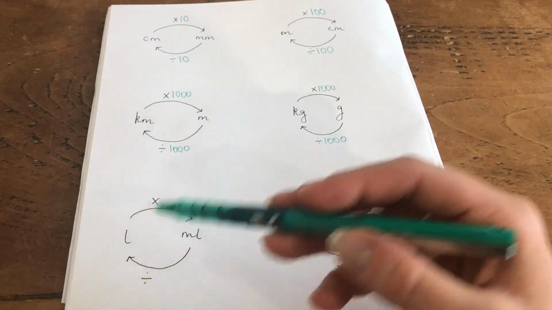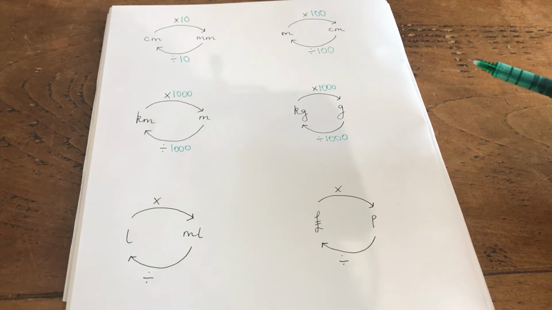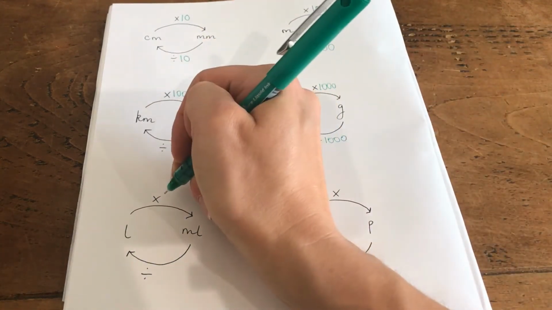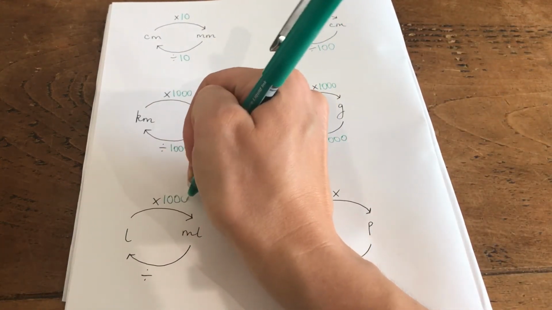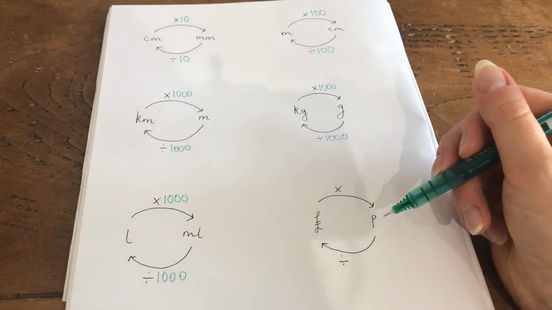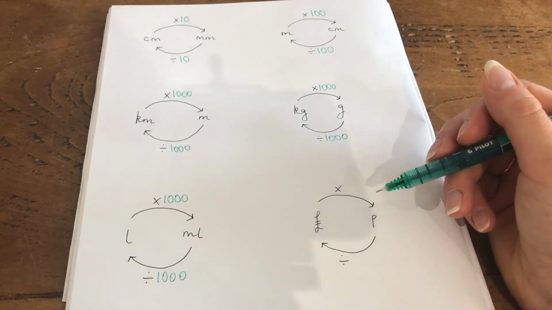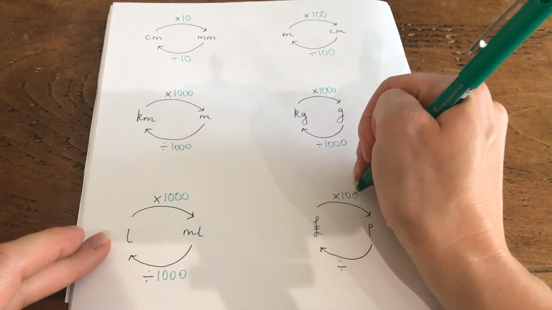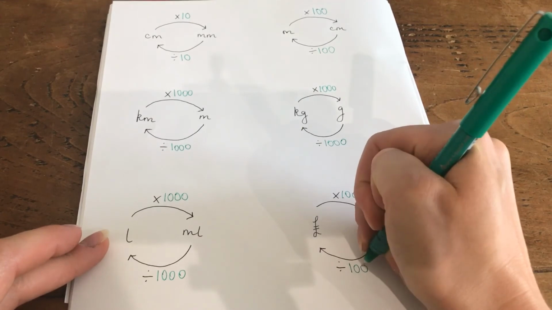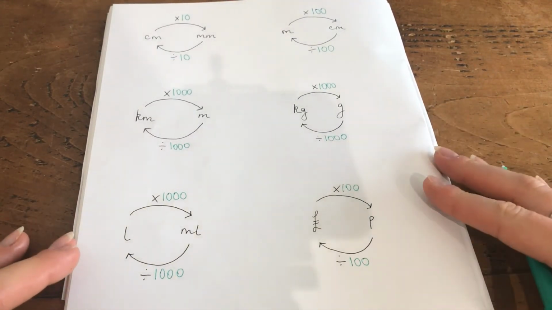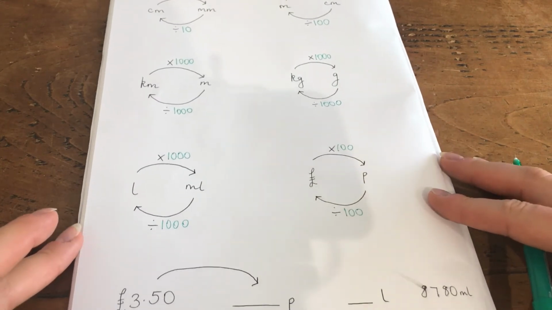How many millilitres in a litre? Look back at your sheet if you're not sure. 1,000 again, because mil also means 1,000. And how many pence were in a pound? 100. Okay, so let's just test these with a couple of examples and then we'll look at some more on the screen.